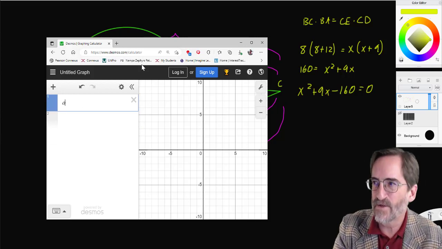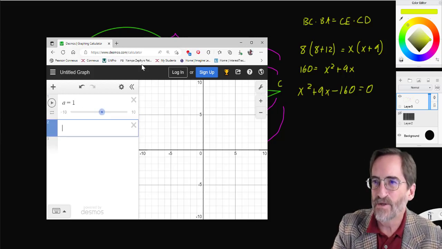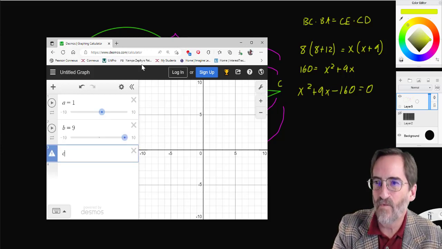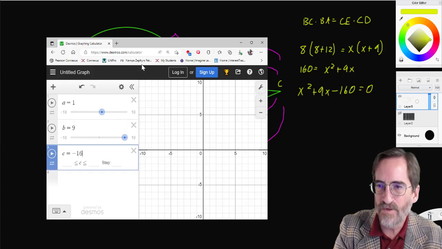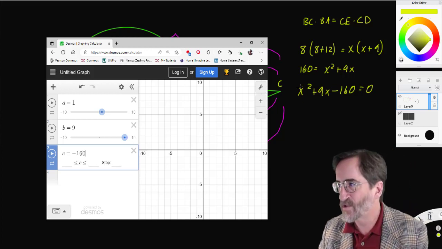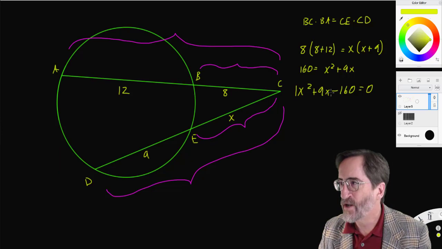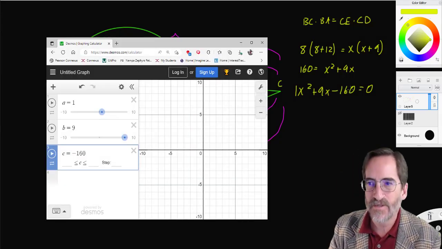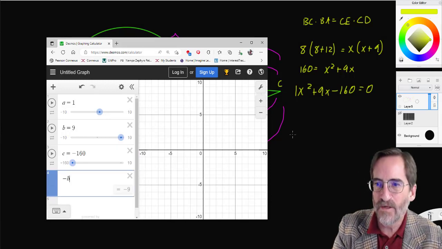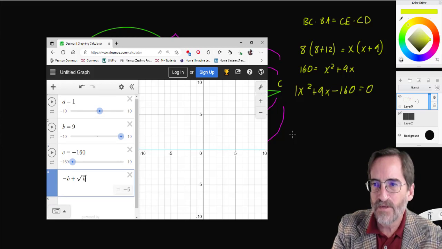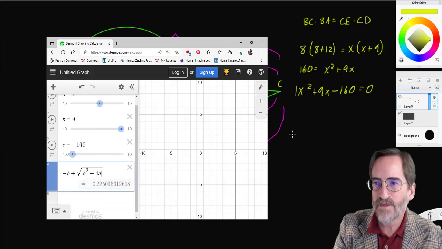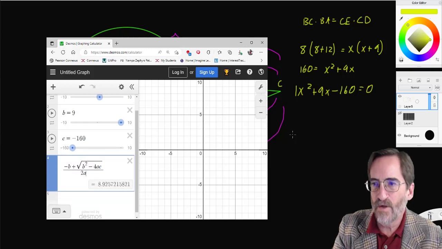I just assign variables. a is 1. That's the coefficient on the x squared. b is 9. c is negative 160. So let me remind you where I got those numbers. I get 1 on the x squared, 9 on the x, negative 160 on the constant, on the no x. And now once I've got that, I just type the quadratic formula, which is negative b plus or minus the square root of b squared minus 4ac, all over 2a.